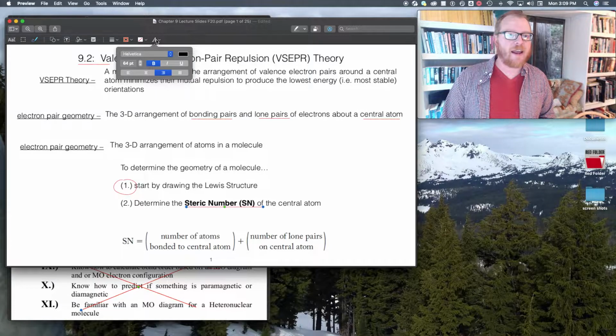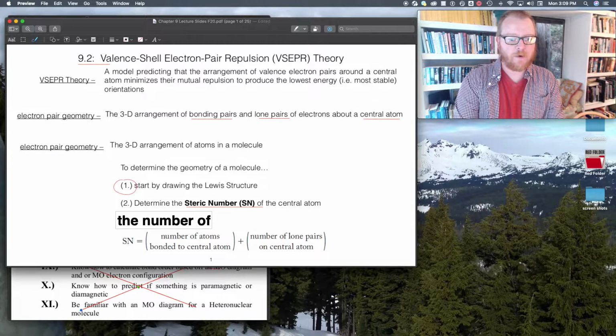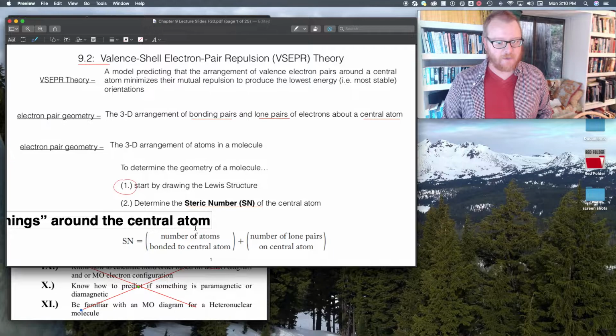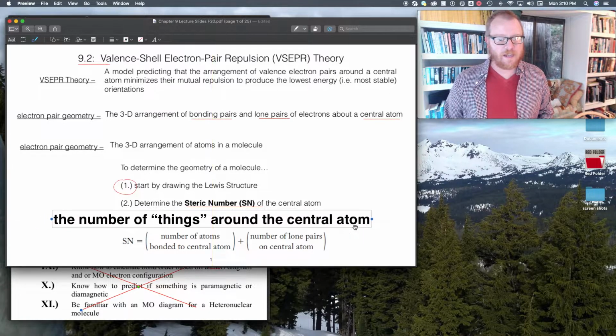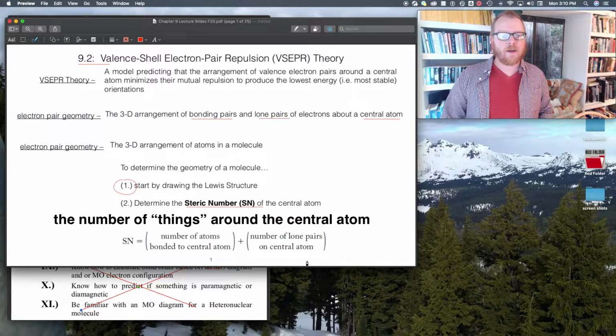So I'm going to add that as a text box here. Okay, let's see. Yes, the number of things around the central atom. And as you can see, this is going to be only slightly awkward with my inability to use my stylus. Okay, steric number, number of things around the central atom, where a lone pair counts as one thing.